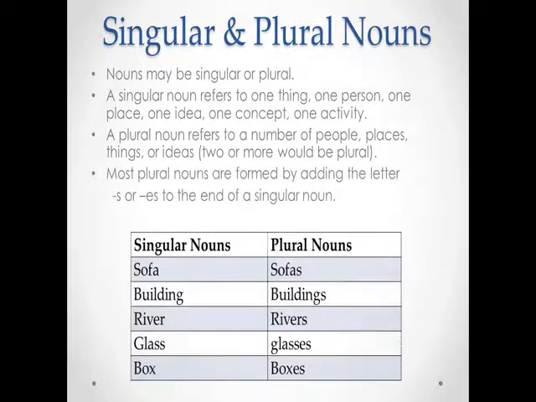Most plural nouns are formed by simply adding the letter S or ES to the end of a singular noun. So, for instance, in the first column, we have sofa, showing the singular form of the word. You look over under the plural nouns and you see sofas. We simply added the S and that makes it plural. Building, buildings. River, rivers. Here we have glass. It ends with two S's, and then you'll see the plural noun, we added the ES. We made it glasses to be plural. Box, we had to add the ES as well.